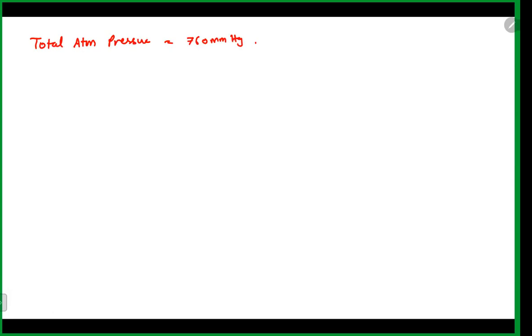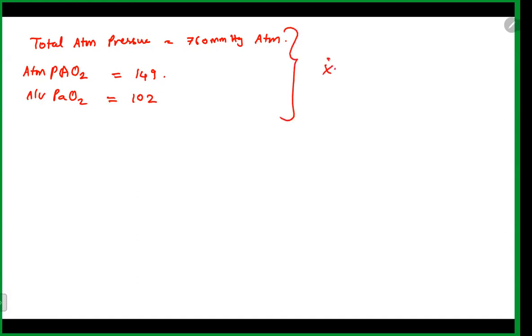In the atmosphere, the PO2 is going to be 149. And in your body, in the alveoli, the PO2 is going to be almost 102. These three values are important, you should remember.